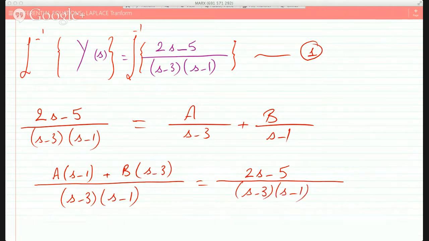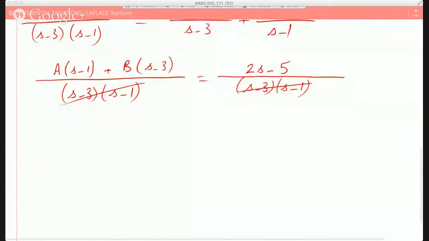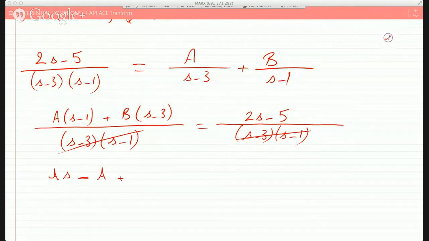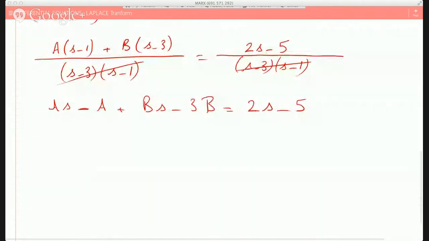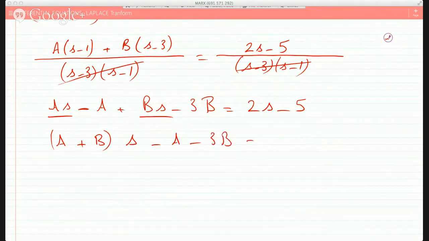Okay? And of course the denominators go away because they're the same thing. All right, FOIL in. So as minus a plus bs minus 3b equals 2s minus 5. Collect the ones that have the s. So that's a plus b times s minus a minus 3b equals 2s minus 5.